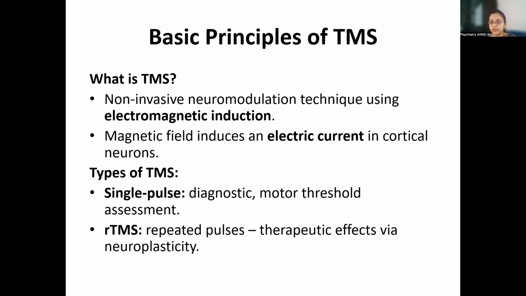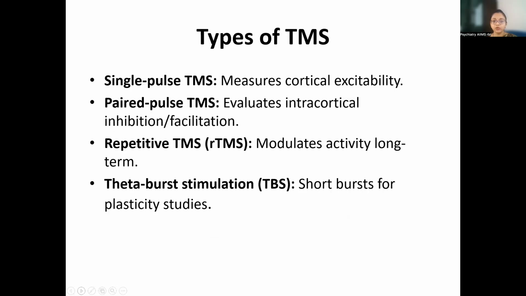So now that we know what TMS is and how the electric currents are produced, we move on to what are the types of TMS. What is most commonly used is single pulse and repetitive magnetic stimulation. Single pulse is more of diagnostic value, and rTMS, repetitive pulses, have therapeutic effects. Going on to the actual types of TMS, like I said, single pulse TMS measures cortical excitability. We can use paired pulse TMS to evaluate intracortical inhibition or facilitation.